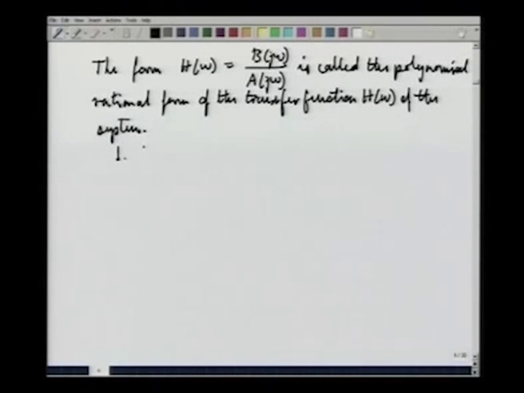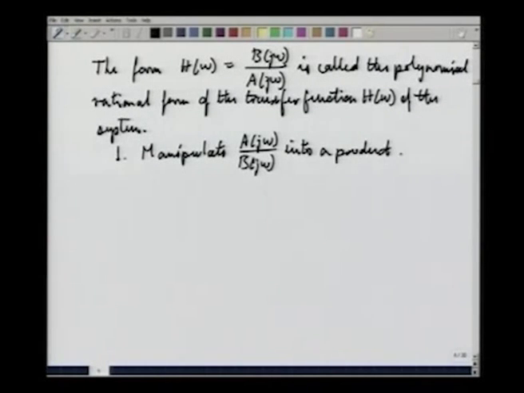The first approach is to manipulate H omega, B j omega by A j omega, into a product of factors, rational polynomial factors.